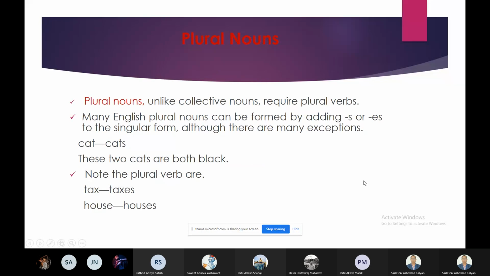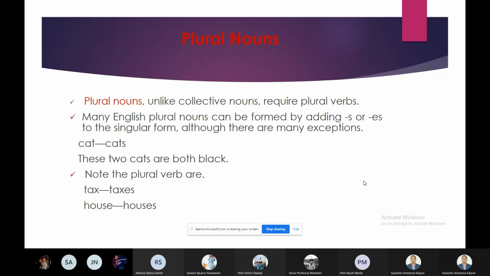Then we have also the plural nouns. The plural nouns also work with collective nouns, which require plural verbs whenever we use them. And most of the plural nouns, which we form whenever we add suffixes like s or es to the singular form of the noun. Okay, so that is considered as one kind of plural noun. But still there are some exceptions.